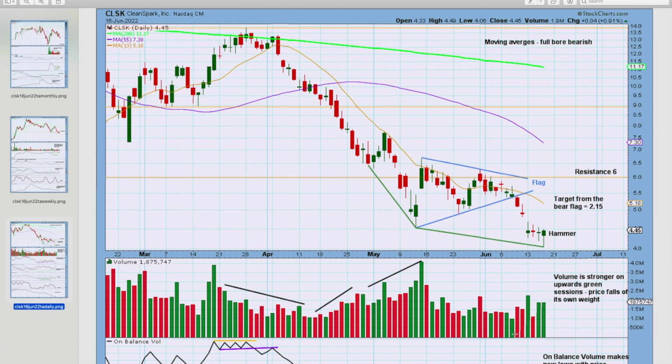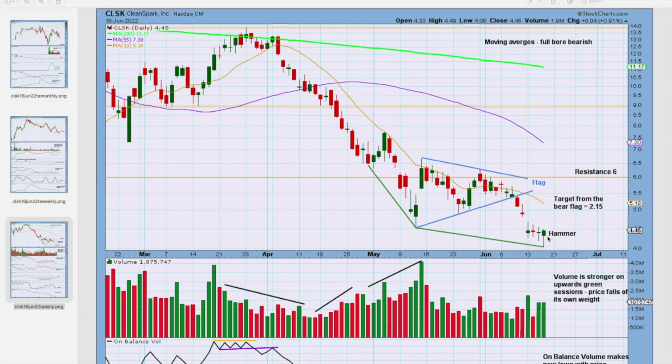So for this one, I expect after a breakout of this flag pattern to see price continue on lower to reach this target of about $2.15, and below that really thin support until we get down to about 99 cents. So it's in a bear market. I expect the bear market's continuing.